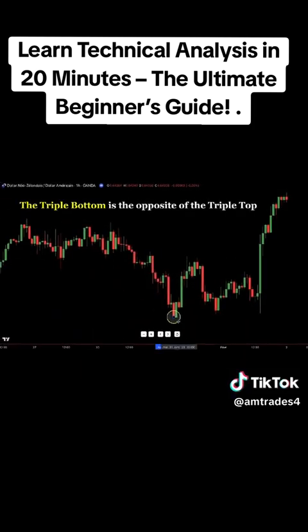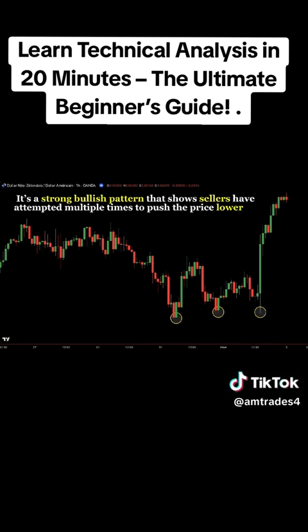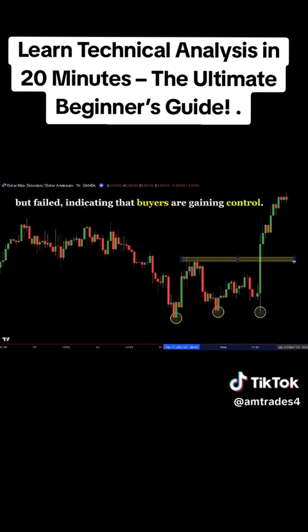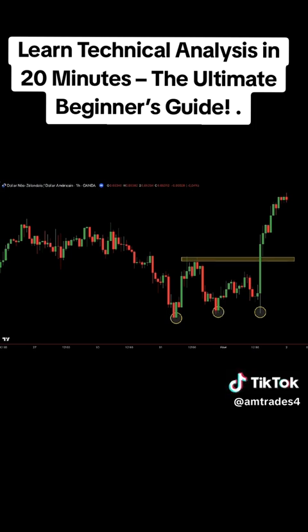The triple bottom is the opposite of the triple top and signals a potential reversal from a downtrend to an uptrend. It's a strong bullish pattern that shows sellers have attempted multiple times to push the price lower but failed, indicating that buyers are gaining control. This pattern forms when price tests a support level 3 times but fails to break below it. This signals that sellers are running out of momentum and buyers are stepping in to drive prices higher.